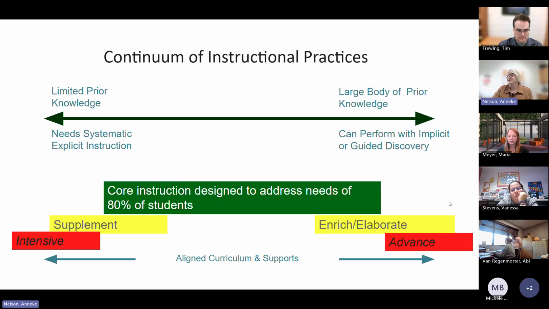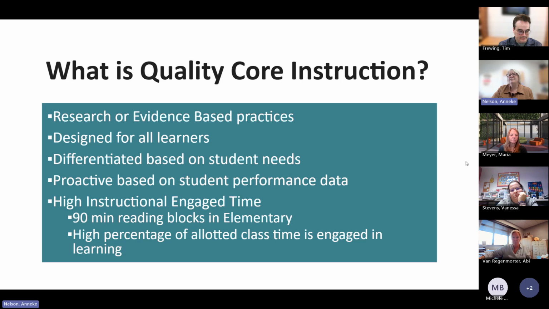And so this is just another model I liked, just kind of showing that our continuum of instructional practices needs to be provided across different needs. So first, let's talk a little bit about what is quality core instruction. If we have students who are not doing well at our tier 1, we should identify what we are expecting with quality core instruction.